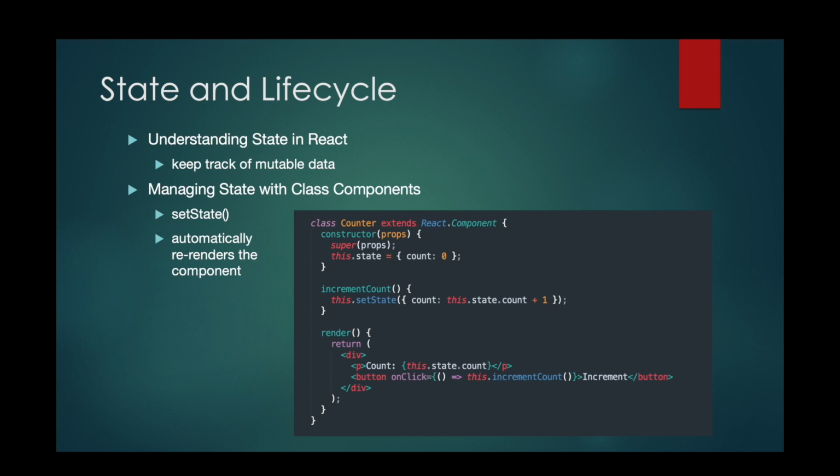So if you go through this example here, we have the class Counter extends React.Component. It has the constructor props where it's setting this.state count equal to 0. Next, if you look at the incrementCount function, this.setState increments that state's count by 1. And finally, the render function, which renders the HTML for that particular counter and the button.